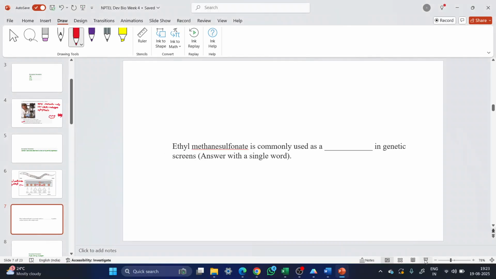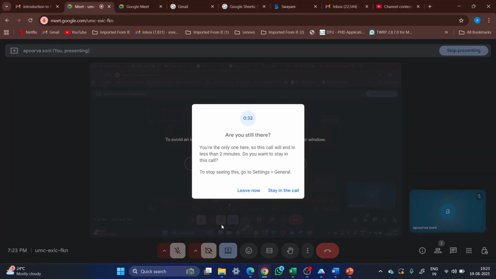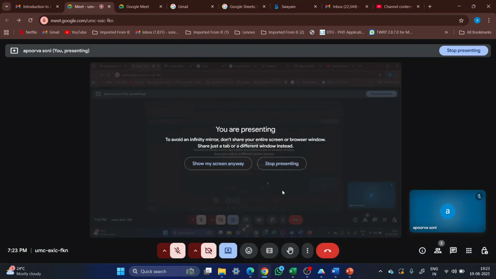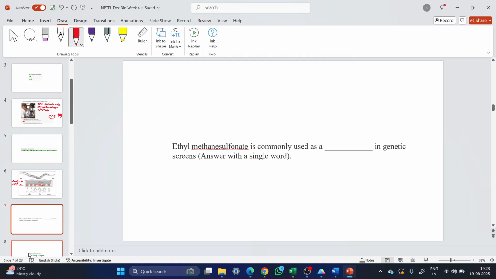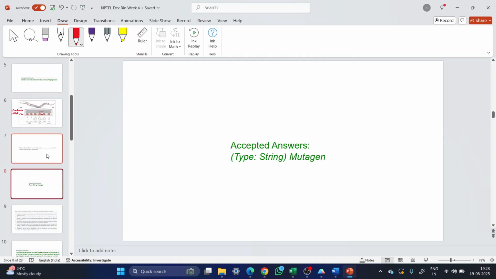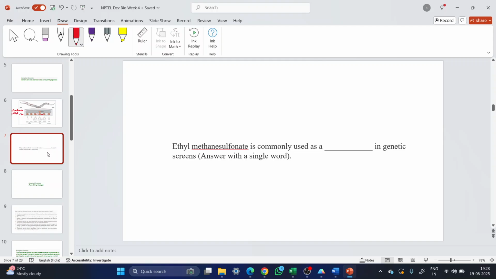Okay. So the question is, ethyl methane sulfonate is commonly used as a dash in genetic screens. The correct answer is mutagen. So what is a mutagen? A mutagen is an agent, a chemical agent or any kind of agent, that causes mutation. So ethyl methane sulfonate is a chemical agent that causes mutation.